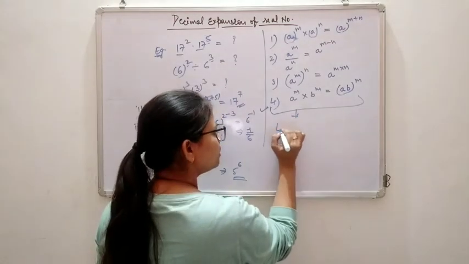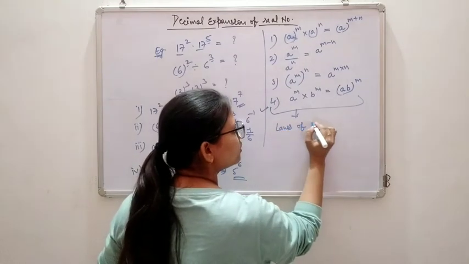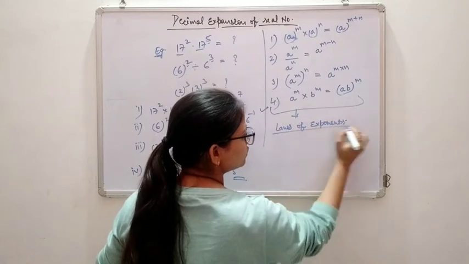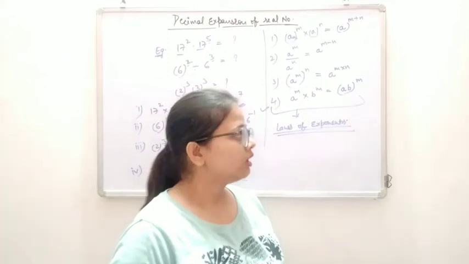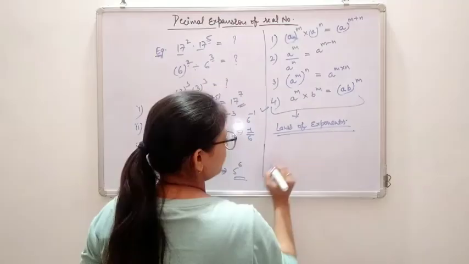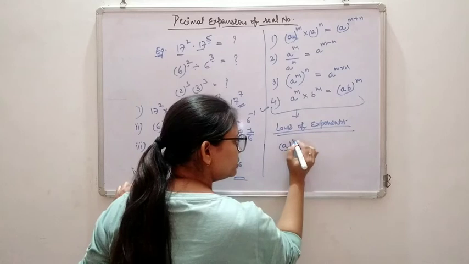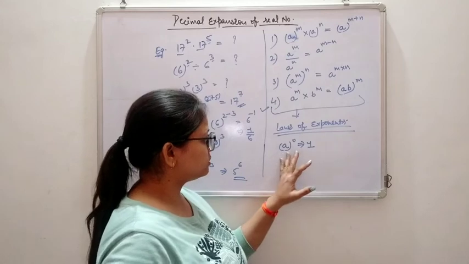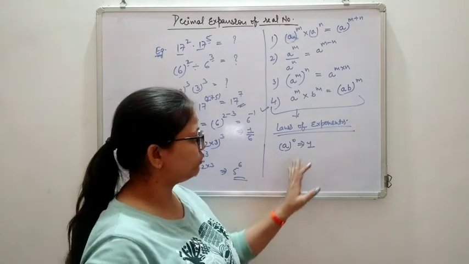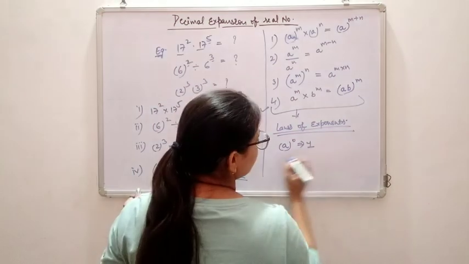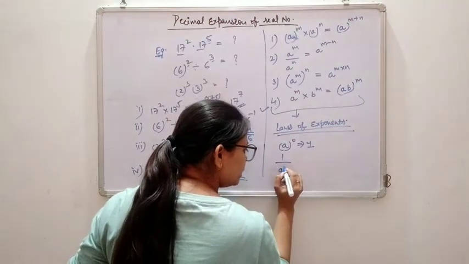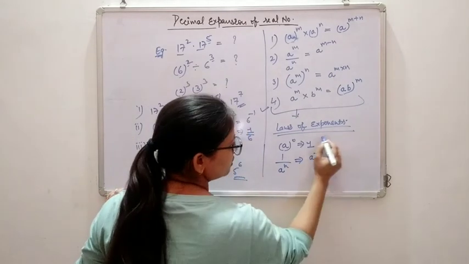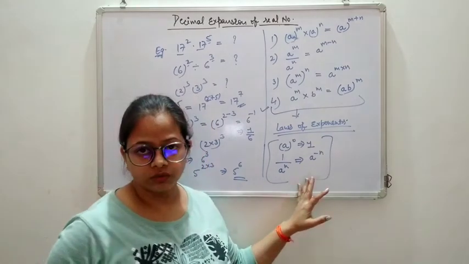So we call them laws of exponents, right? Clear? And remember one thing, if there is any term with the power 0, the answer will always be 1. So any number with 0 as power will give you the answer as 1. And if there is a number like 1 upon a to the power n, right? You can write it as a to the power minus n, right? So remember these two facts also.